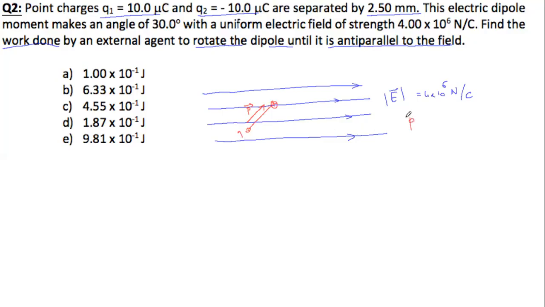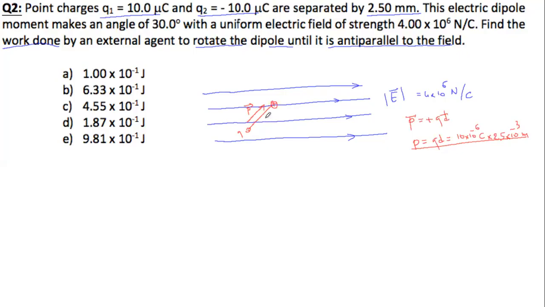And P is plus QD, goes from the negative to the positive, right? So in magnitude, P is just Q times D. Q is 10 to the power minus 6 coulomb, and D is 2.5 millimeter, 10 to the power minus 3. So this is my electric dipole moment.